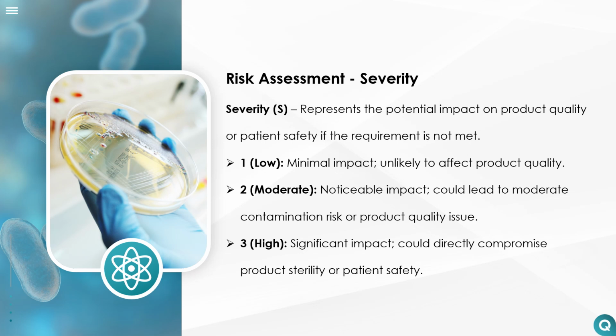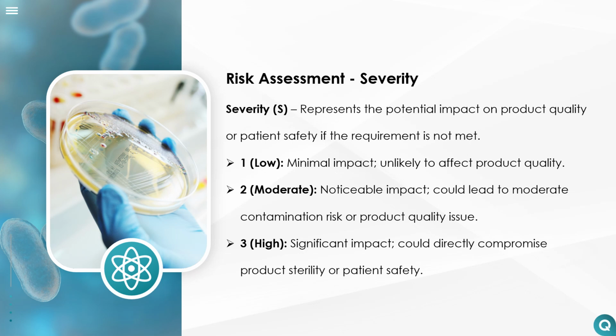2 is moderate severity. Here we are dealing with issues that have a noticeable impact. A moderate severity score means that there's a real potential for contamination risk or a quality issue, though it might not compromise sterility directly. An example could be a procedural lapse in cleaning that doesn't immediately threaten the product but introduces a moderate risk.